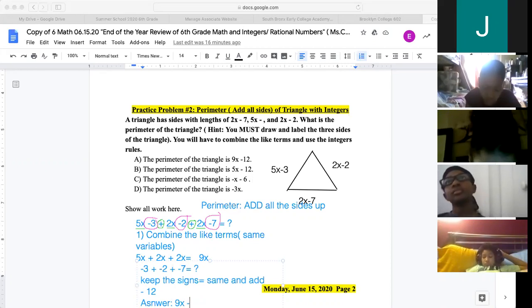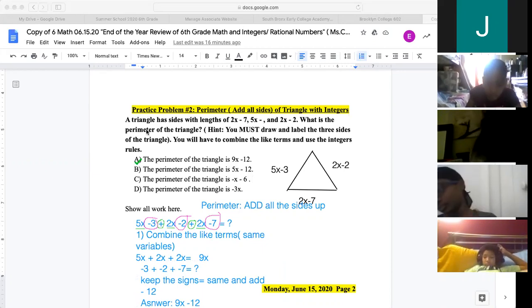Oops, minus 12. So now I can say that the only answer that has 9x minus 12 is A. Not B, not C, not D, because those do not match. They have 5x. When there's no coefficient, there's a 1. That's not true. And -3x does not make any sense because we had to add. So A is the correct answer for the reasons and explanation as I stated.